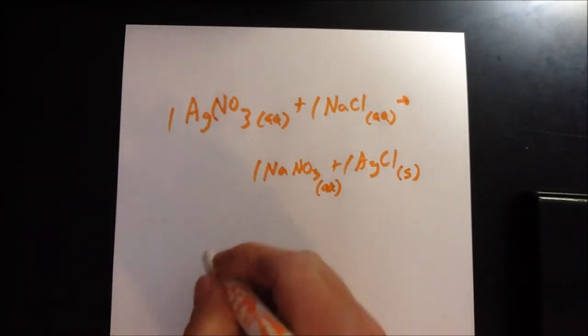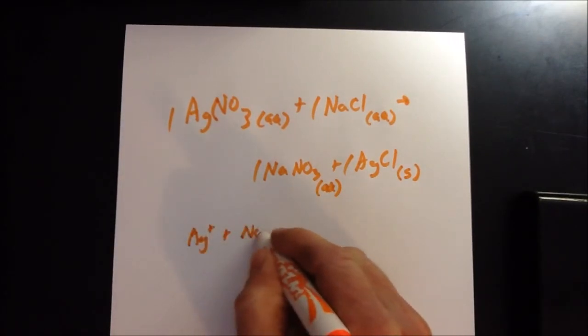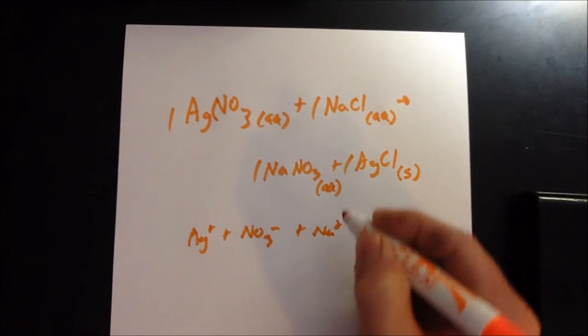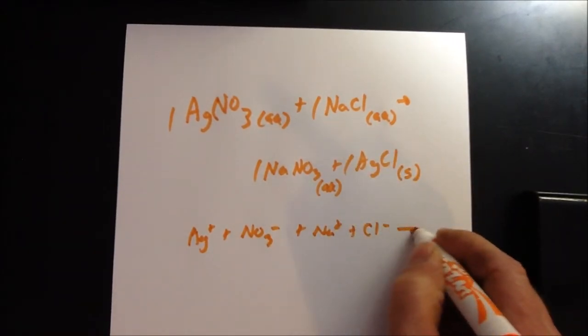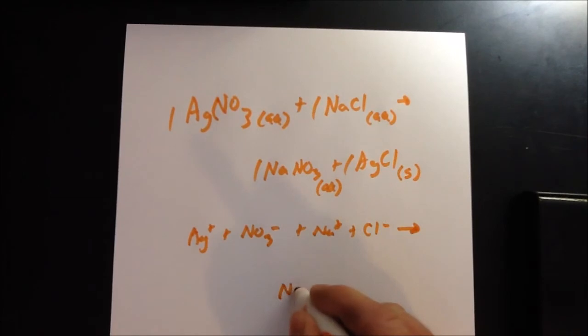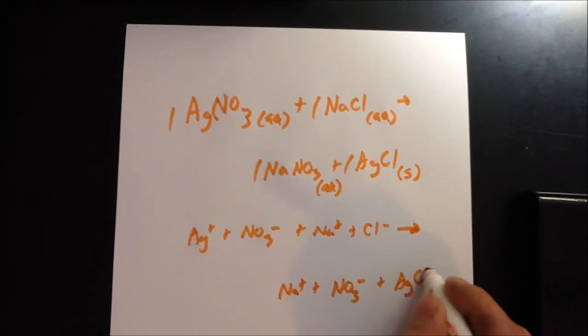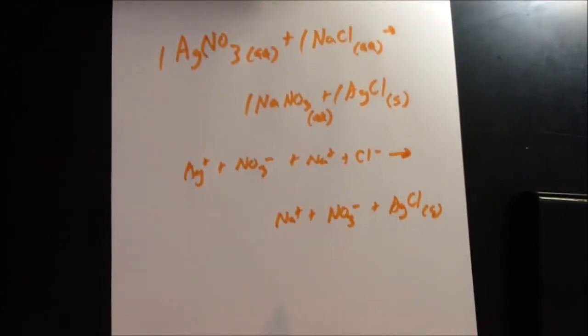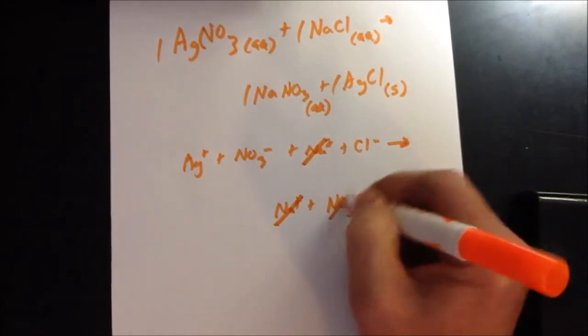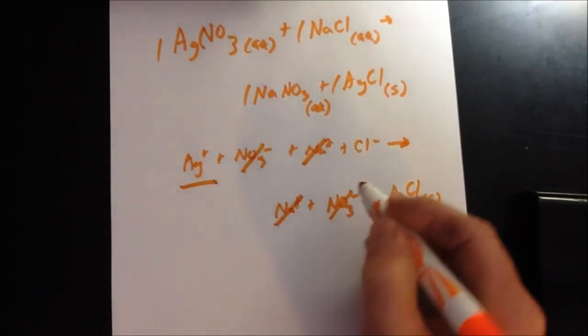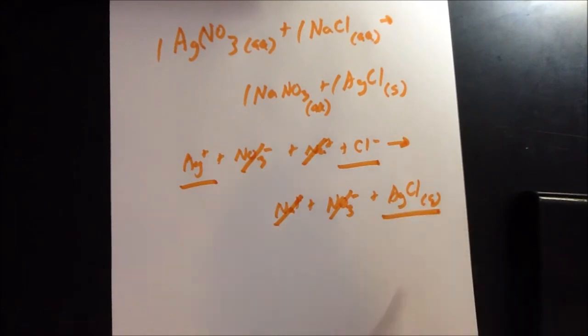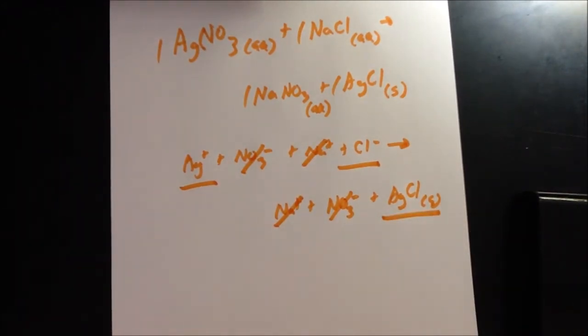When I do the net ionic equation, Ag plus NO3 minus plus Na plus, I'm breaking apart the things that are aqueous. Cl minus, there's my reactant side. Product side, I'm going to break apart the first one, Na plus, NO3 minus, but I'm going to leave the AgCl together because it is a precipitant. It's a solid. Cancel the spectator ions, and I'm left with Ag plus Cl minus, arrow, AgCl solid. So there's the net ionic equation for a precipitation reaction. That shows me the silver ions in the presence of chloride ions, they will precipitate. They'll form that solid silver chloride.